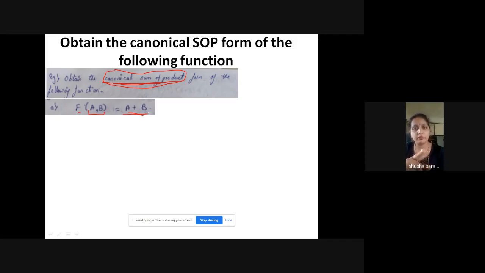You remember the definition of canonical mean term? Yes, this is the definition of canonical mean term.